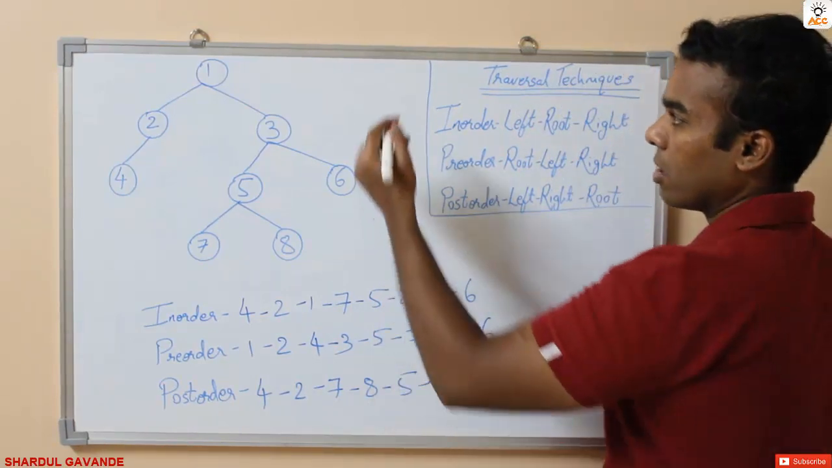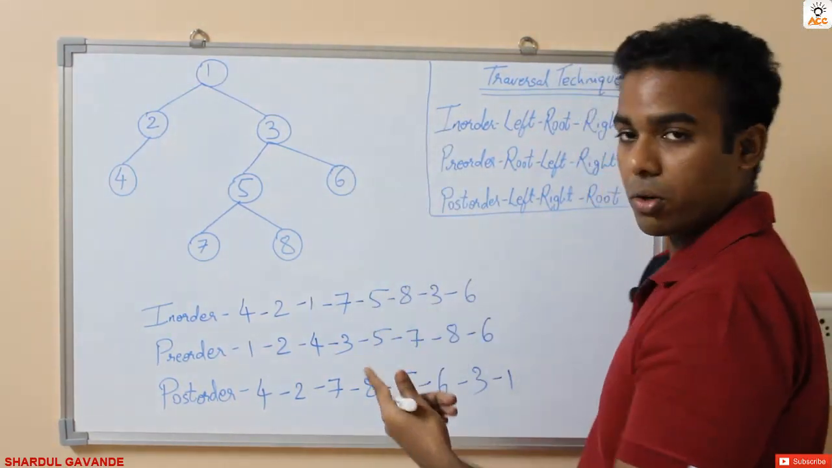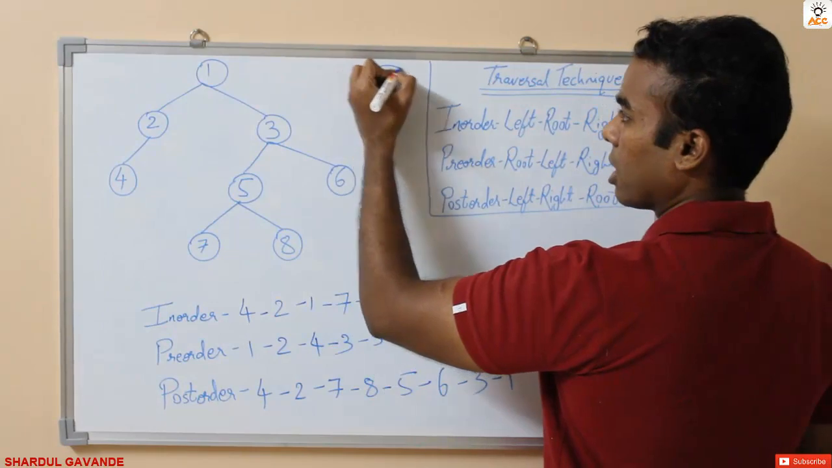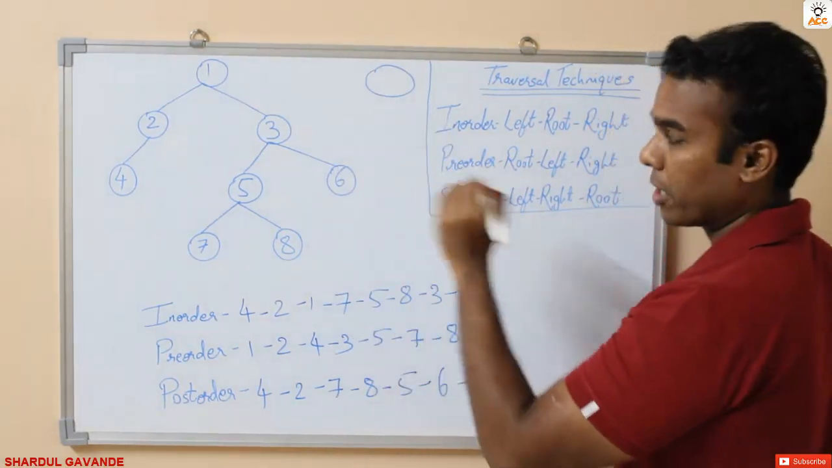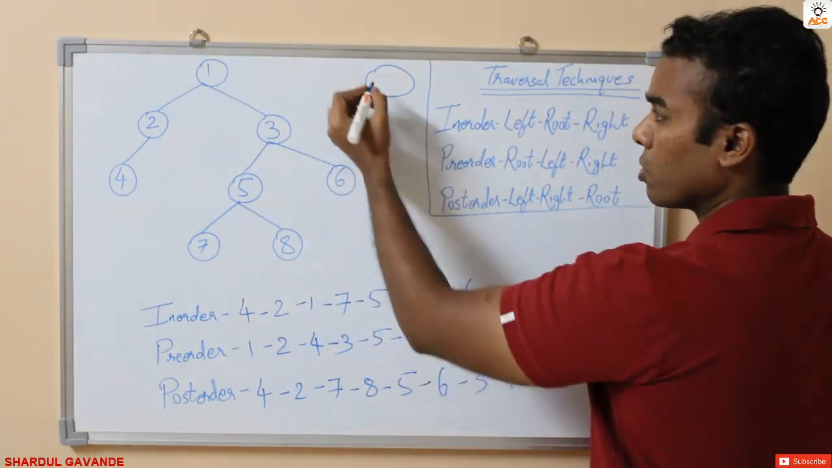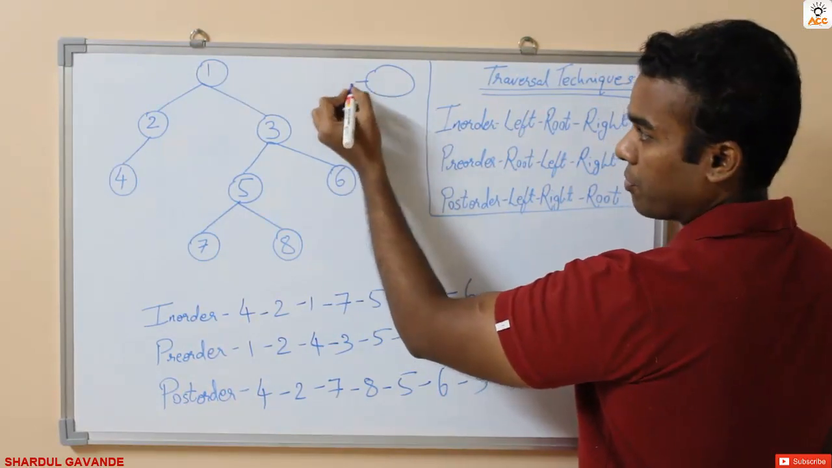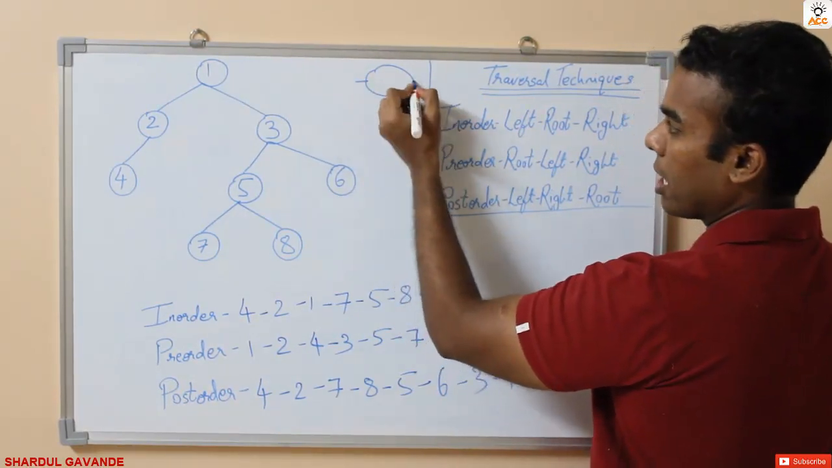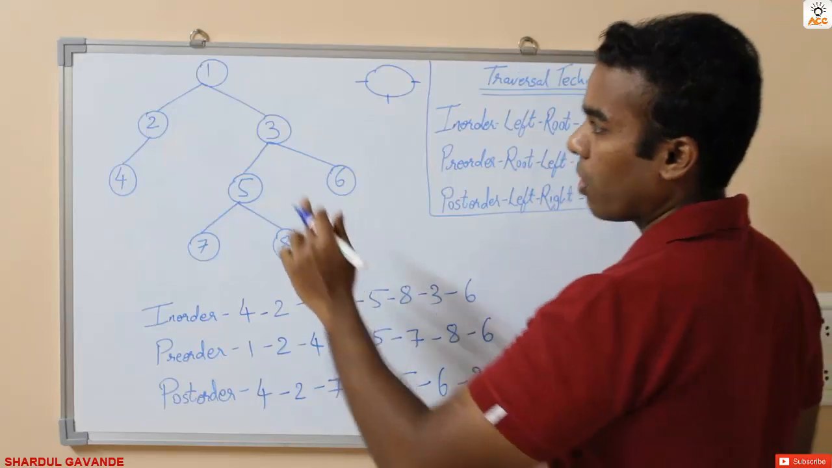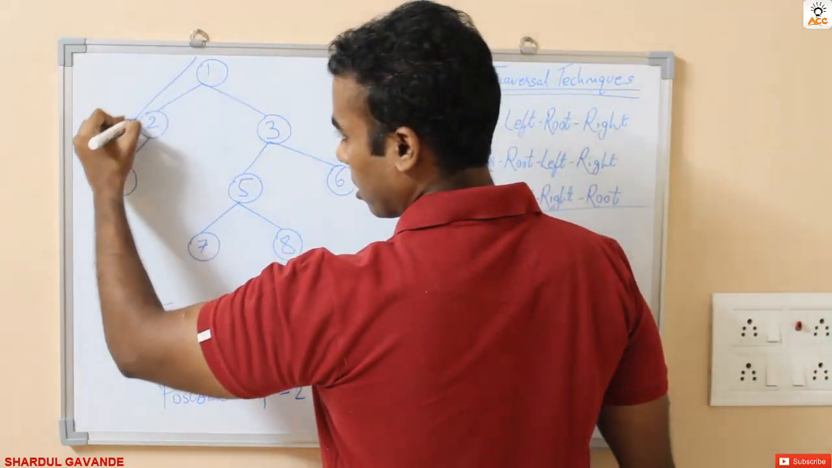Now let us try to find out through another technique which we have learned, which is nothing but marking a point over the node. So we have here marks for pre-order, in-order and post-order. Okay, so let us first draw a path.